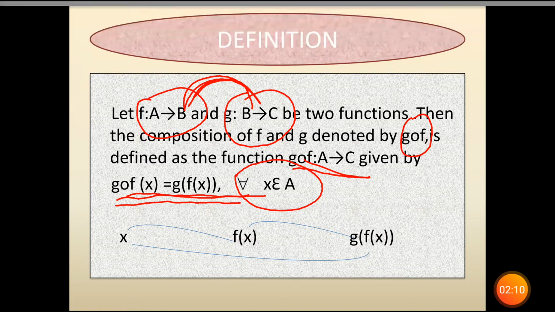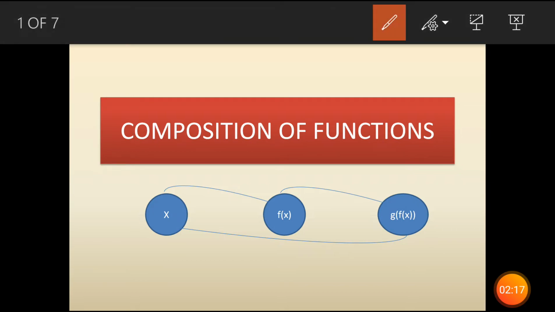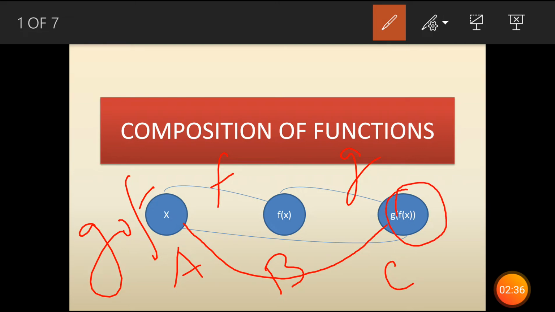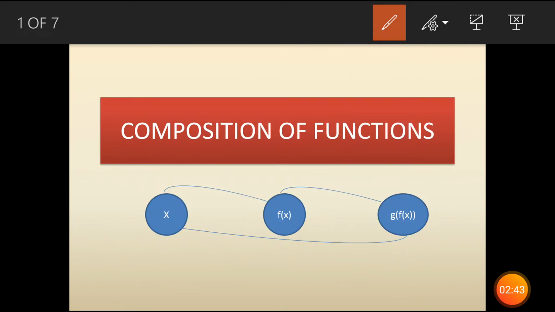We can see this with the help of a diagram also. If f is a function from A to B and g is a function from B to C, then gof is a function from A to C. This is your gof, and it is defined as g of f of x. So this we are going to see with the help of an example. Just concentrate on the example.